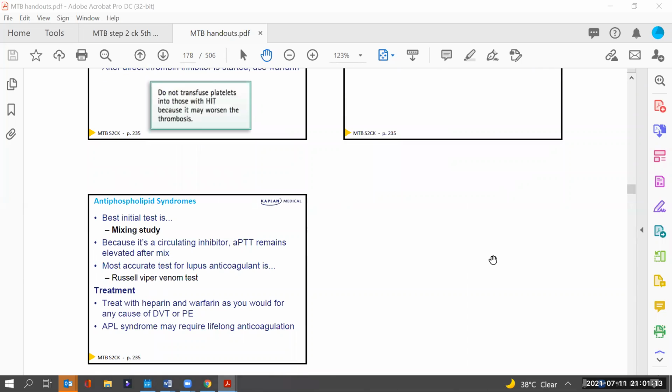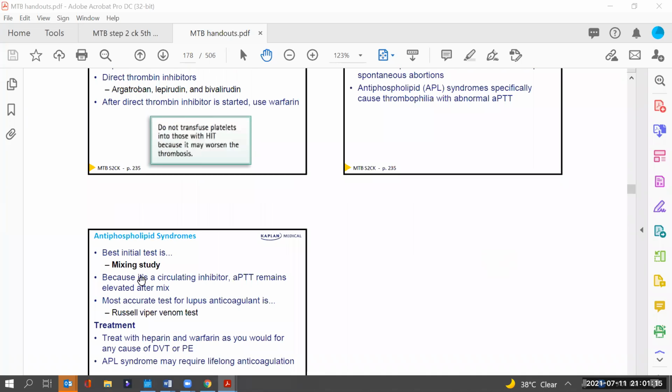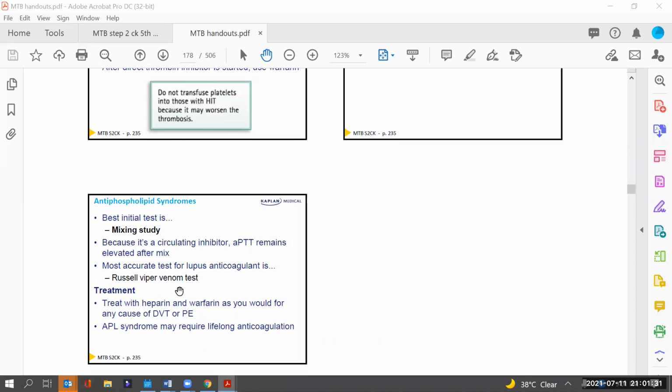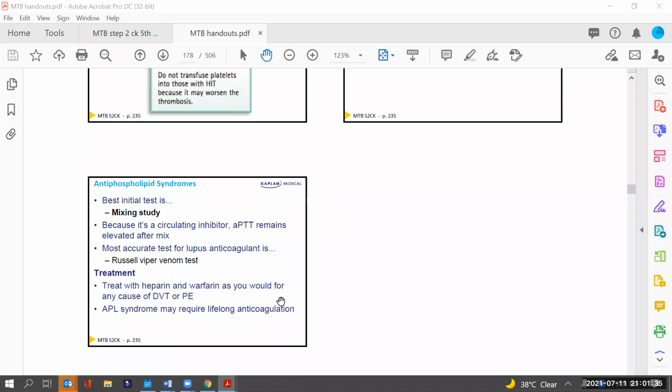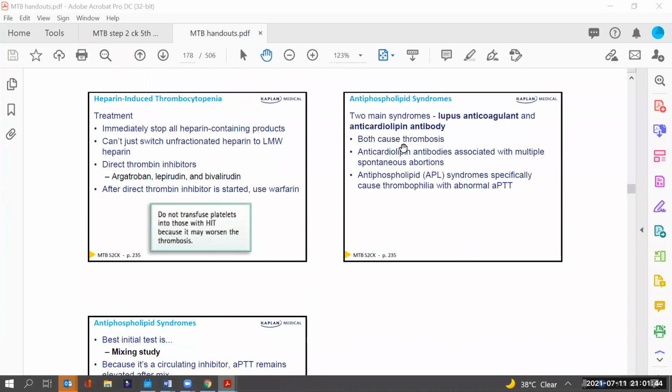We will want to see the APTT and PT levels. Because it's a circulating inhibitor, APTT remains elevated after mixing. So even if you mix the blood of this patient with normal blood, you're not going to see any changes. APTT remains the same. The most accurate test for lupus anticoagulant is the Russell viper venom test. That's important. You're just going to learn it by heart. Treat with heparin and warfarin as you would any cause of DVT. So we will do the treatment like DVT or pulmonary embolism, and APLA syndrome may require lifelong anticoagulation because it's a case of thrombosis.